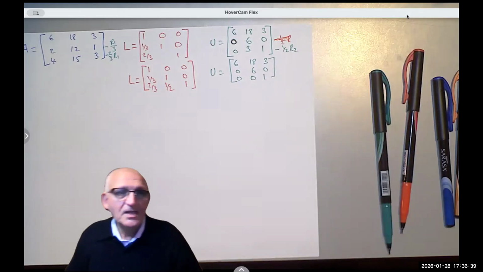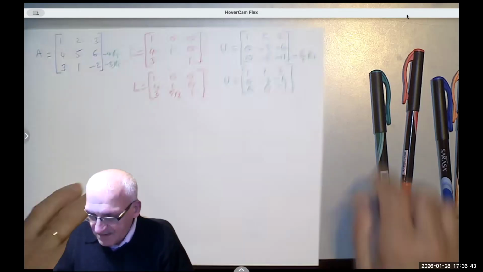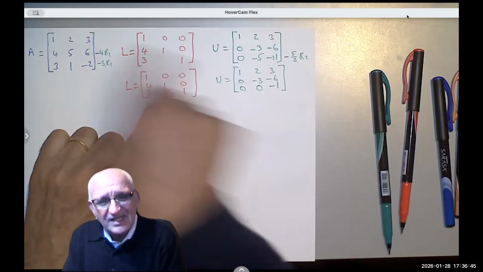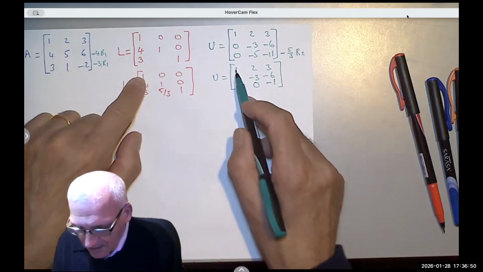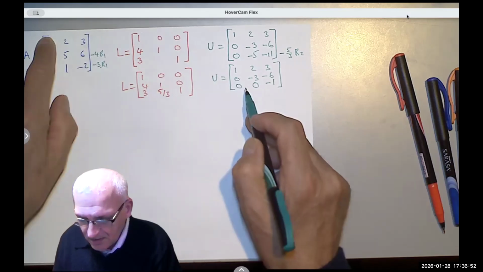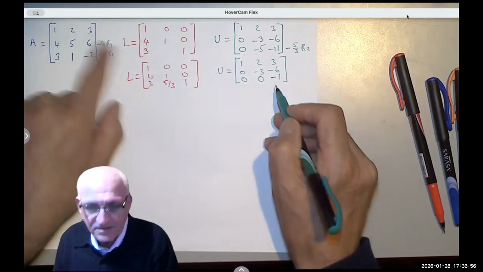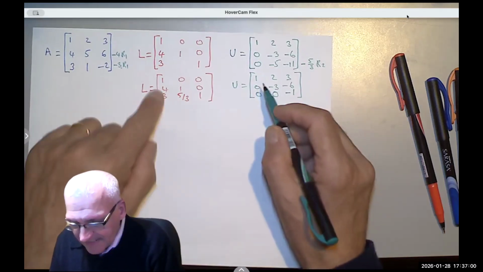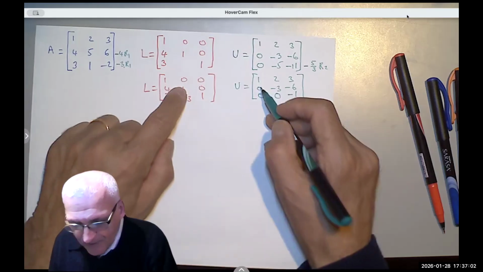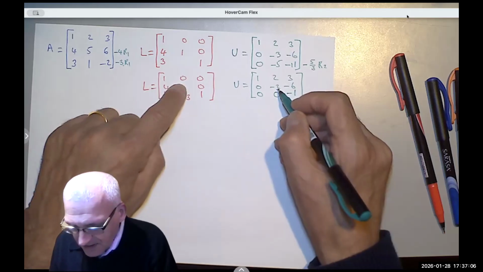And I'm done. However, I want to check. So for example, if I multiply these two, would I get the same matrix? Let's quickly do that. 1 plus 0 plus 0 is 1. 2 plus 0 plus 0 is 2. 3 plus 0 plus 0 is 3. So the first row is easy because we didn't change anything. Second row, 4 plus 0 plus 0 is 4. 6 minus 3.